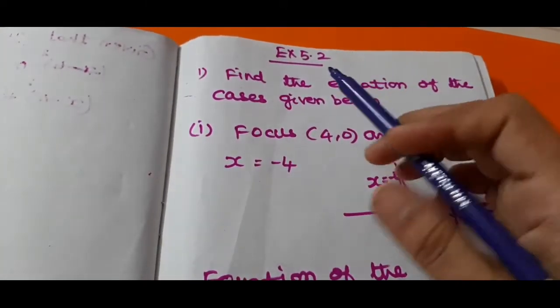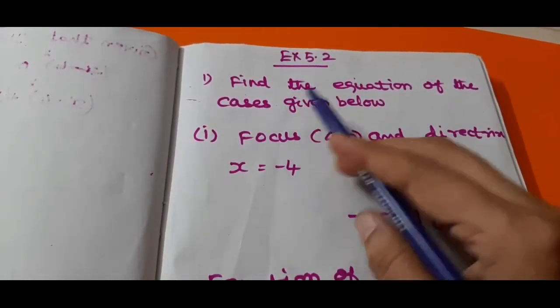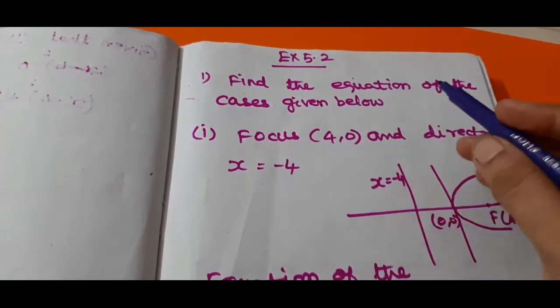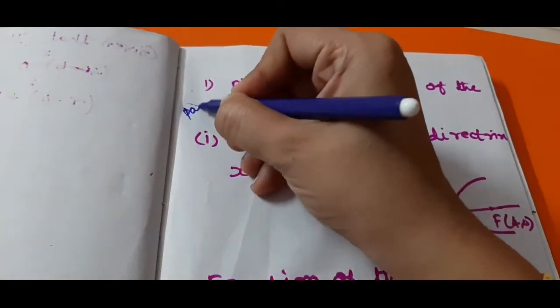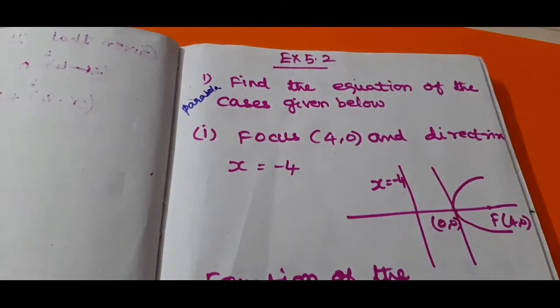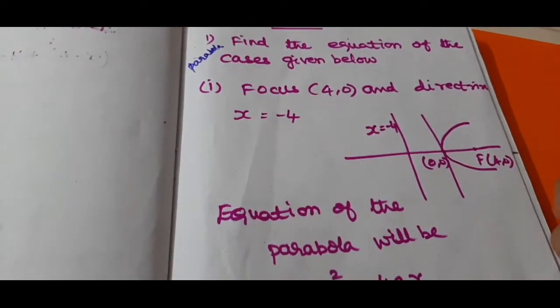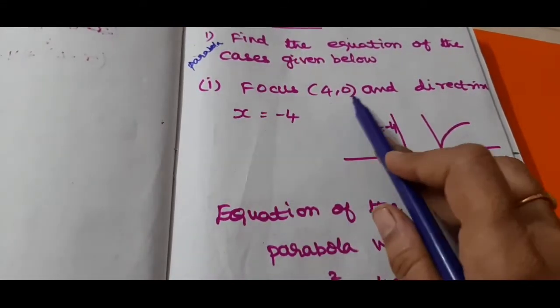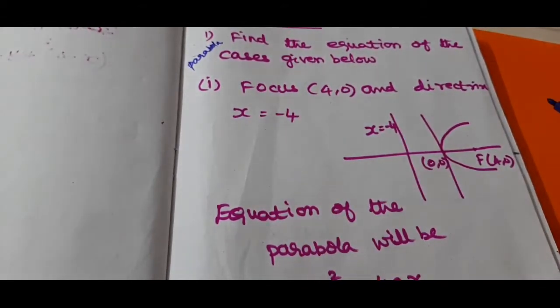So we are going to discuss exercise 5.2. We want to find the equation of the parabola in the following given cases. The first one is focus (4, 0) and directrix x = -4.